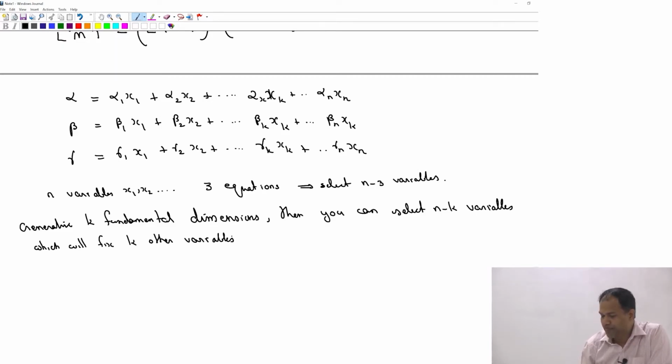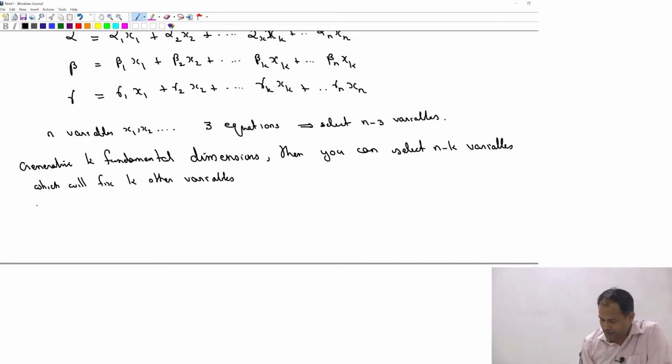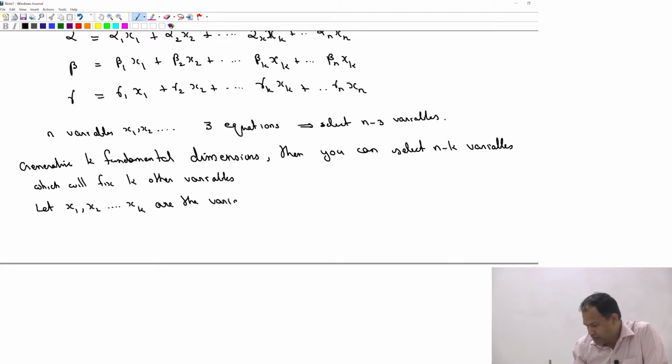This is what you would have done if you were solving a simple system of linear equations. Let's say x1, x2, etc. up to xk are the variables that are fixed.